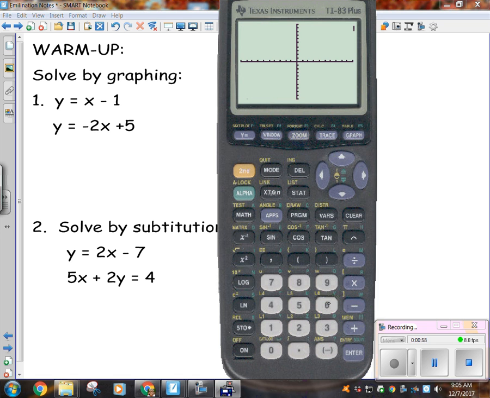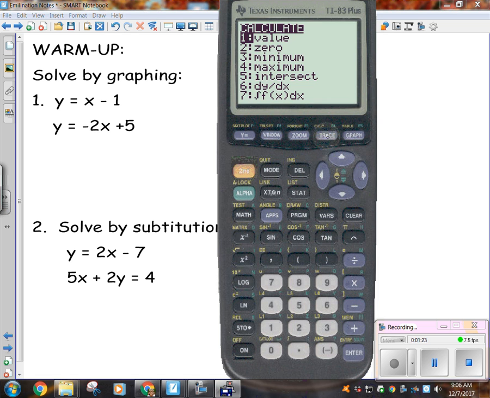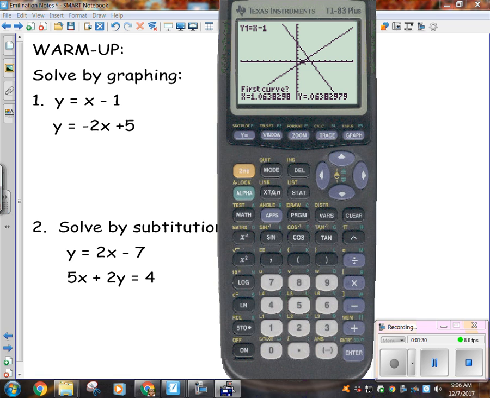In case I've changed my screen, I'm going to hit Zoom 6, which always takes you to a standard window. Do these two lines cross? Yes. So we're going to do what's called intersection. We had instructions on the notes you took Monday. I'm going to trace, and I don't even have to be on the point. Second, calc, the second trace key, gives me calc. I'm going to calculate which one? Number 5, intersection.